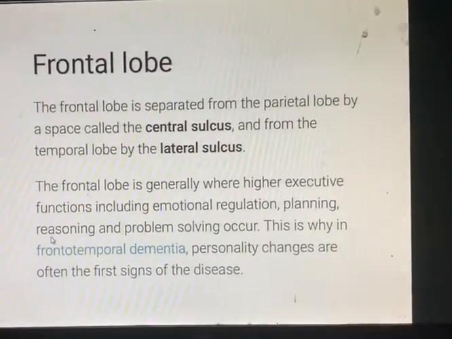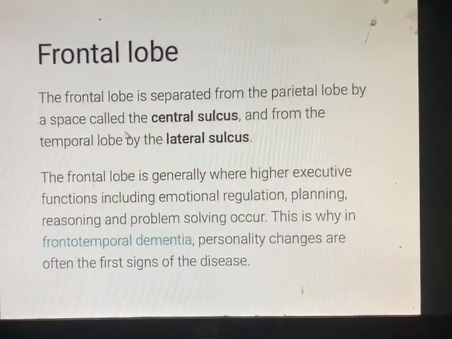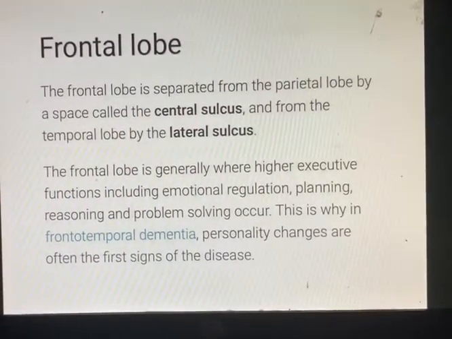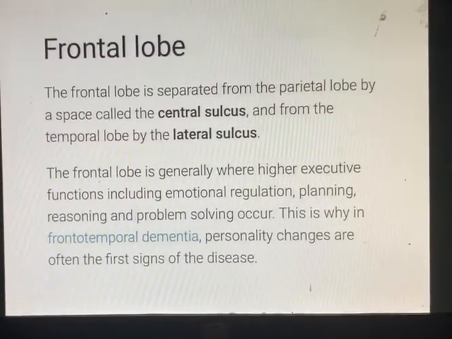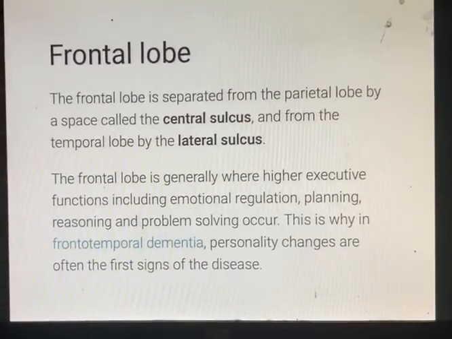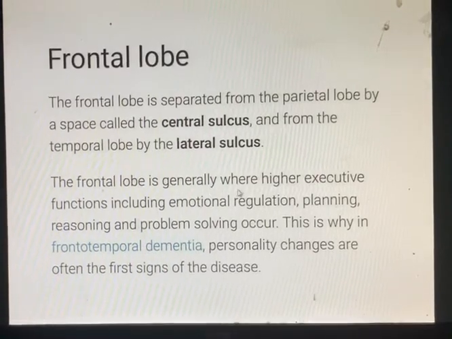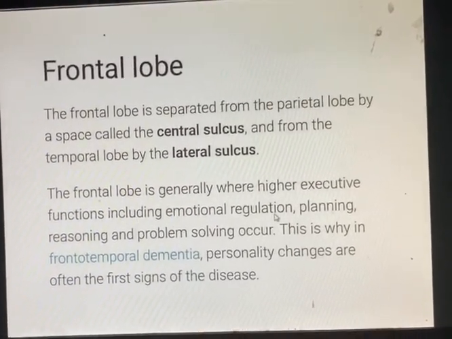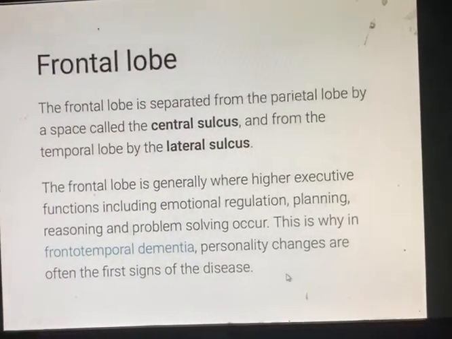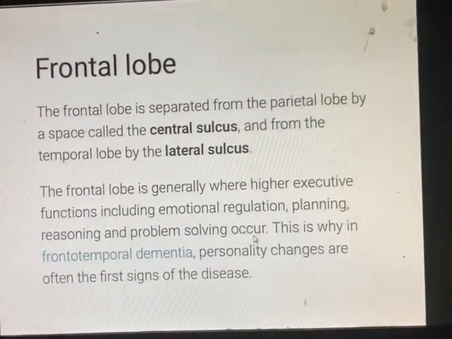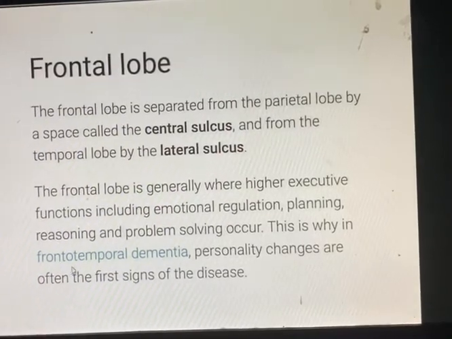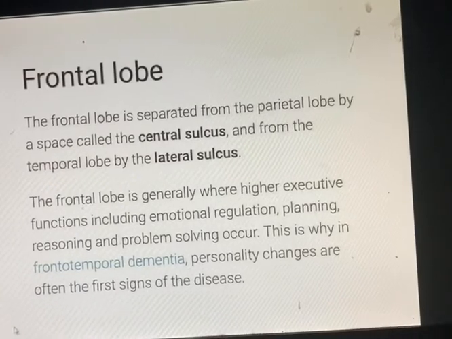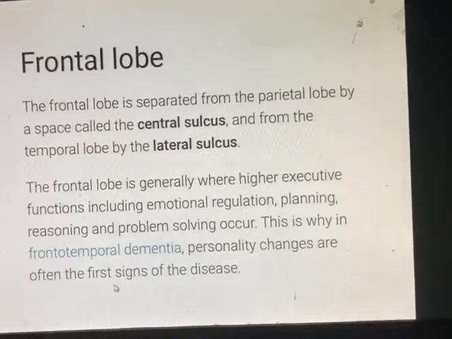First of all, frontal lobe. The frontal lobe is separated from the parietal lobe by a space called central sulcus, and from the temporal lobe by the lateral sulcus. The frontal lobe is generally where higher executive functions including emotional regulation, planning, reasoning, and problem solving occur. This is why in frontotemporal dementia, personality changes are often the first signals of this disease.